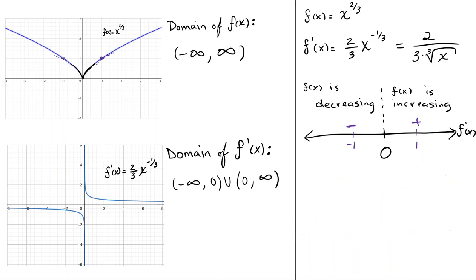So we would get the conclusion that the function is decreasing before 0 and increasing after 0, which definitely does correspond with what we saw of the graph of f of x. So based on this, we could say that at x equals 0, the function f of x has a local minimum, and in this case, as we can see, this local minimum is actually also an absolute minimum.